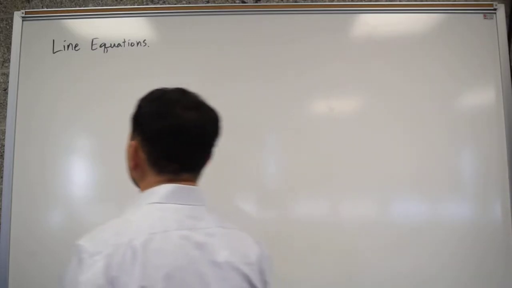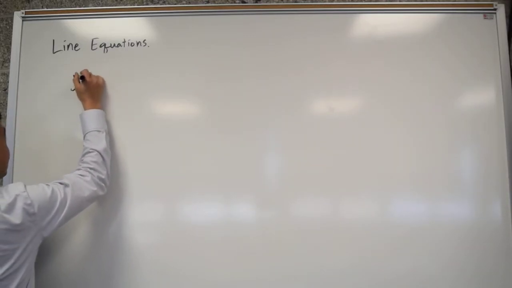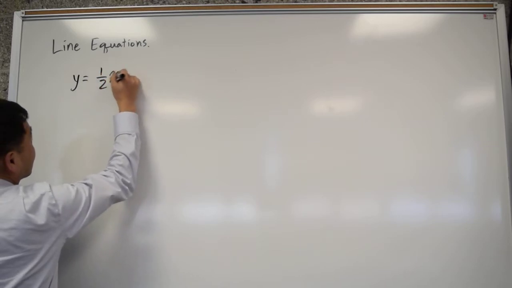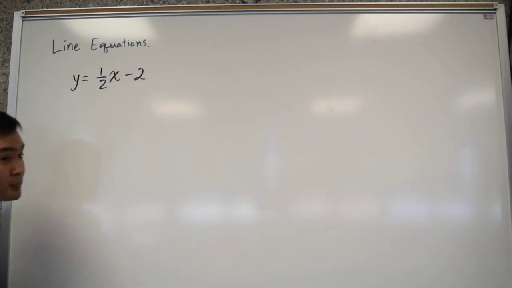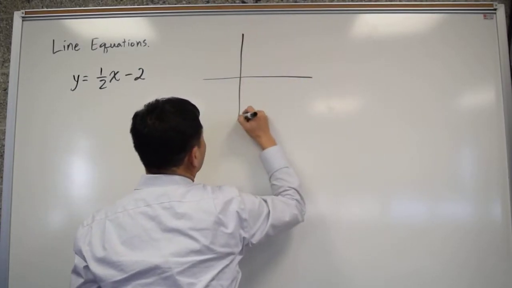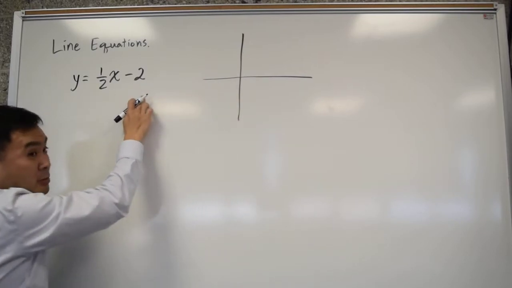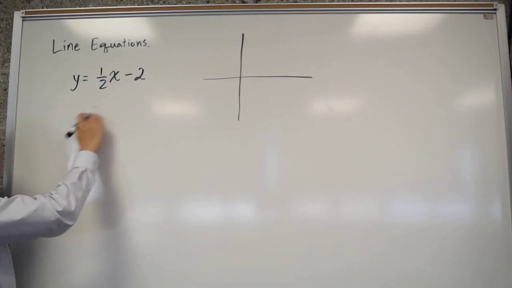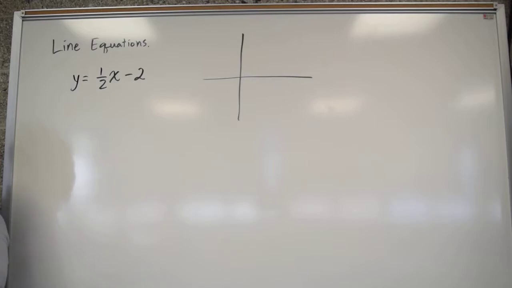Now this time, let's try something with a fraction. y equals 1/2 x minus 2. Okay, let's try to draw this graph. First, I see the y-intercept is what? What's the y-intercept? -2.